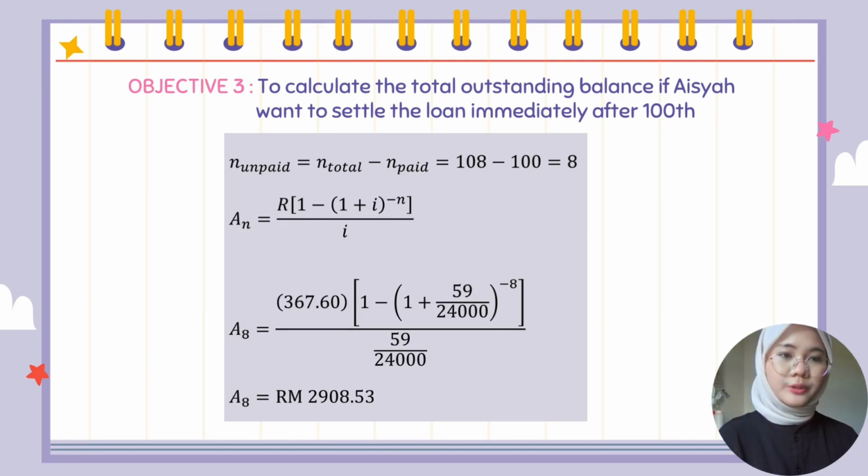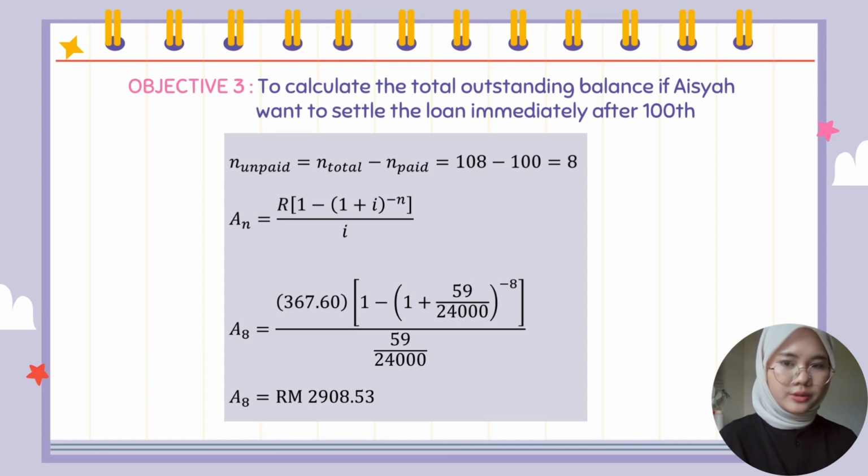For objective 3, we have to calculate the total outstanding balance if Aisha wants to settle the loan immediately after the 100th payment. The total number of payments is 108, so we need to calculate the number of unpaid payments. The formula is N unpaid equals N total minus N paid. So we get 108 minus 100 equals 8. Next, we use the present value of an annuity formula. A sub N equals R multiplied with [1 minus (1 plus I) to the power of negative N] divided by I. R is 367 ringgit and 60 cents, I is 59 over 24,000 and N is 8.